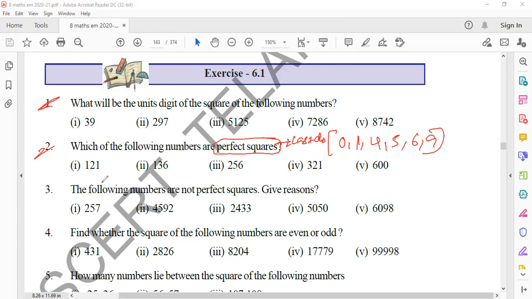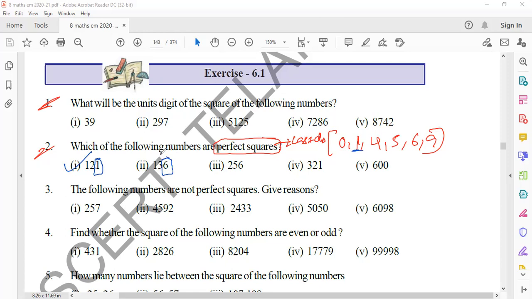So what is the thing here? What is the last digit here? 1. Is it going to be a perfect square or not? Yes, definitely it's possible. It is a square only. Next, last digit is what? 6. Is it a perfect square or not?